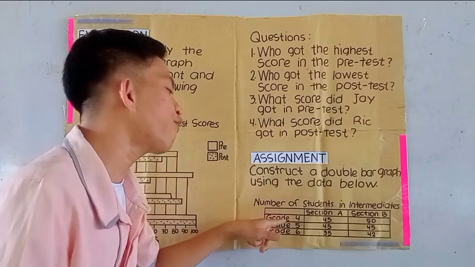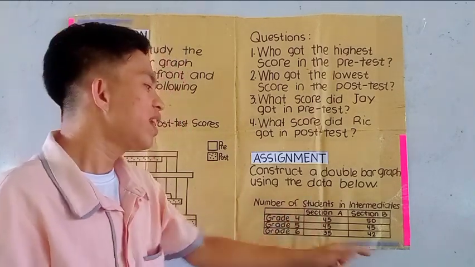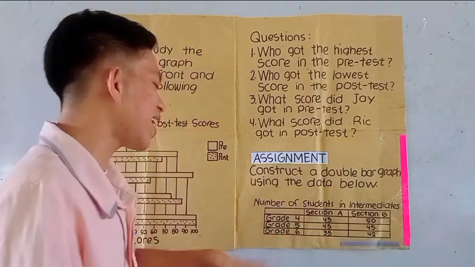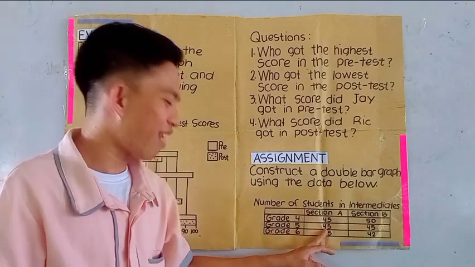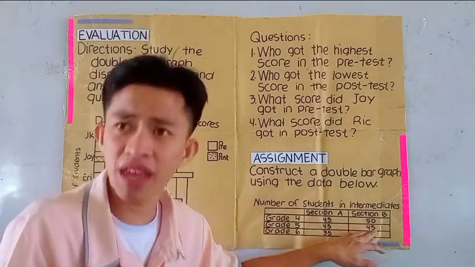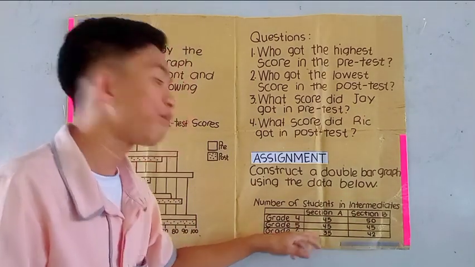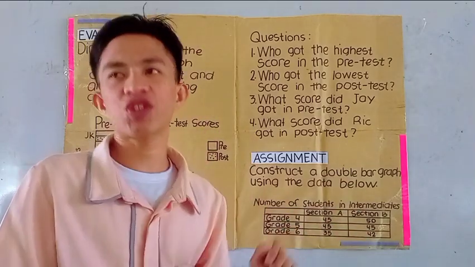Now, for grade 4, Section A, we have 45 students. How about Section B? How many students do we have here? Correct, 50. For grade 5, Section A, how many students are there? Right, 45. And for Section B, also 45. Now for grade 6. Correct, 35 for Section A and 42 for Section B.